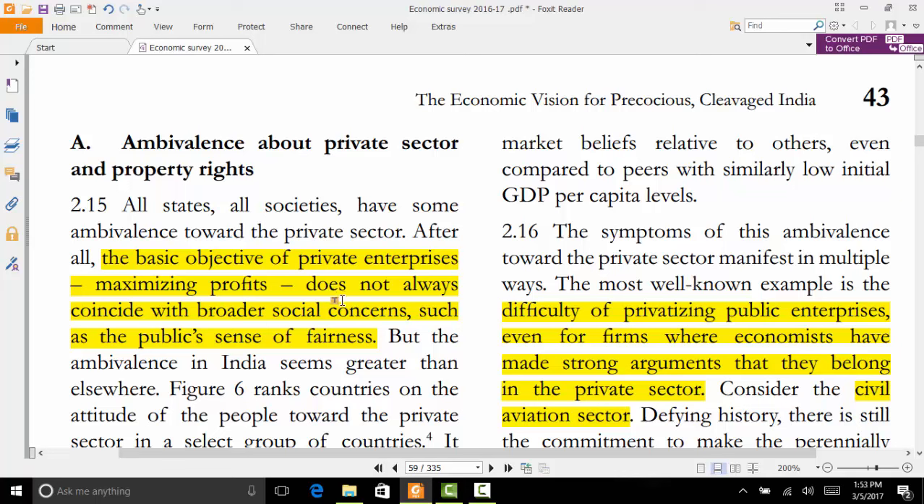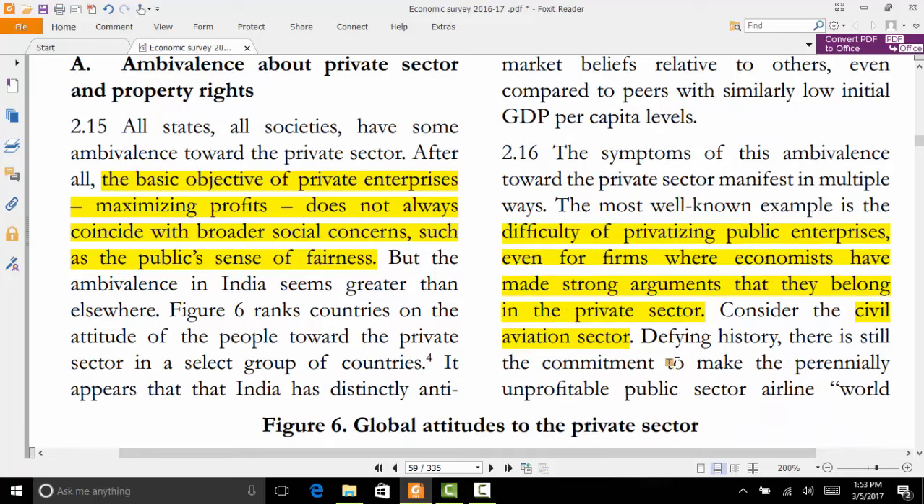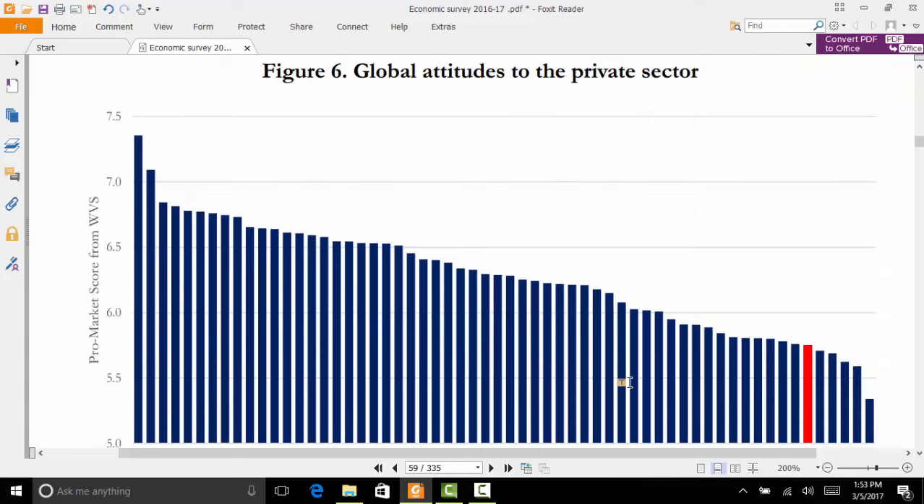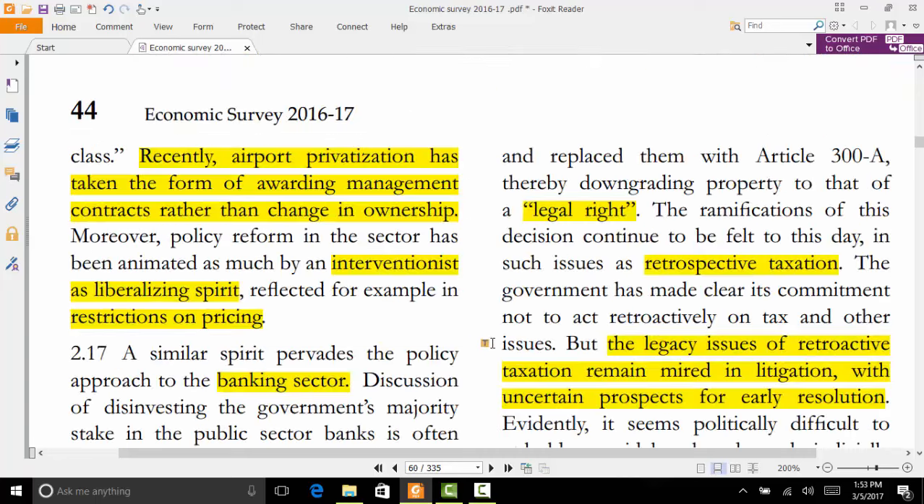So it is being reflected in the difficulty of privatizing public enterprises, even for firms where economists have made strong arguments that they belong to the private sector. Right. So despite economists arguing for this, for example, the civil aviation sector, there is still a commitment to this perennially unprofitable public sector airline, instead of paving the way for exit.